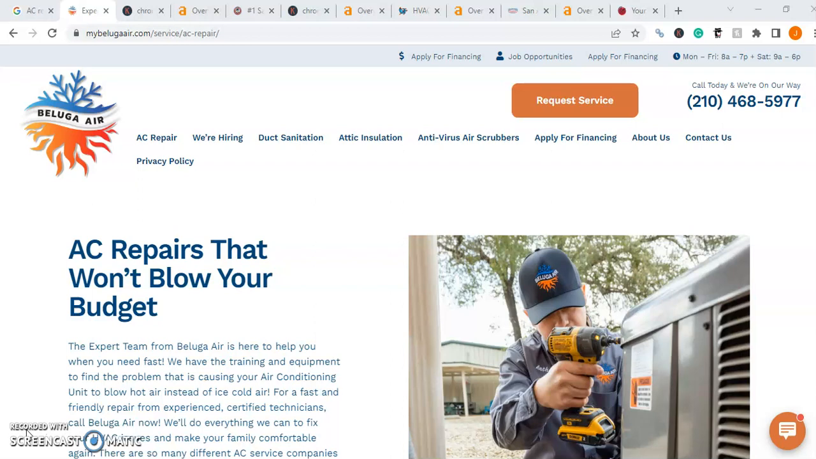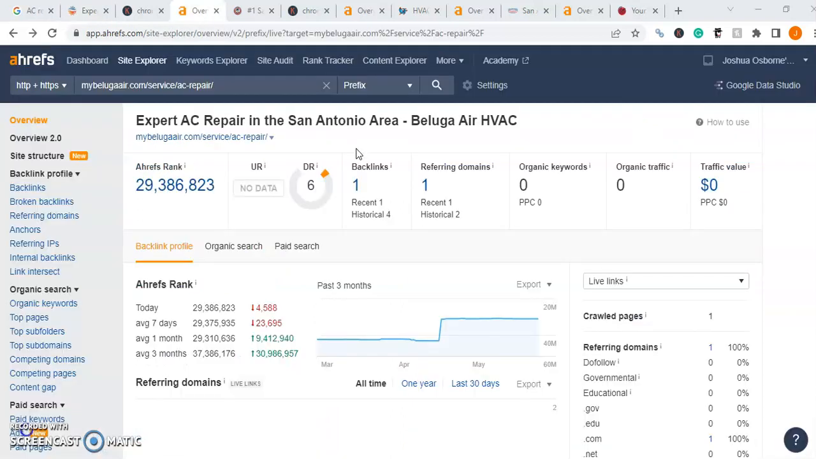So definitely want to focus on the quality of our backlinks because like I said, bad backlinks can really hurt us in our rankings. So let's take a look at your current backlink structure with a tool I have called Ahrefs and determine what you're doing as far as backlinking so far. Here we are on Ahrefs and you can see your website is plugged in. This is specifically related to your AC repair page. So we don't have any UR. We have a 6 DR, and then we have one backlink built to this page, but we're not generating any traffic.